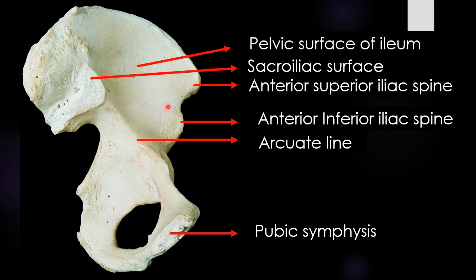Next, here you can see the pelvic surface of the ilium. On the pelvic surface of the ilium, we can identify a depression called the iliac fossa, and they may mark it in the examination and ask what muscle arises from this particular area. That is the iliacus, which arises from it. So that is about the questions usually asked from the pelvic surface of the hip bone.